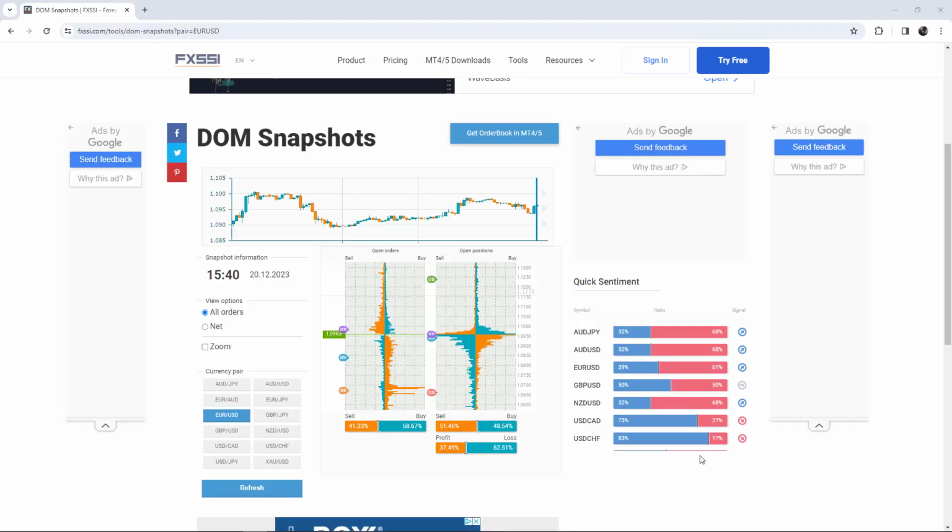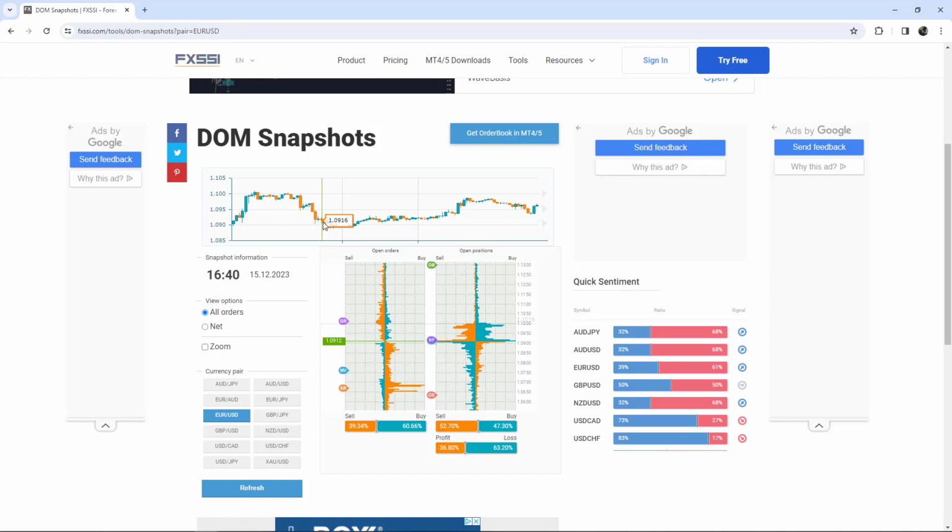In order to do that, you have to know where the retail traders are. And for that, I use the DOM snapshots of FXSSI. This can give me an approximate of where traders stand and where they have their pending orders. Usually, a huge profit percentage means that the price is going to reverse. This is when I like to bet on a reversal. So if more people are long and the profit rate went up recently, I'll go short. If the sentiment indicates that most retail traders are short and they are in a profit, I'll go long.